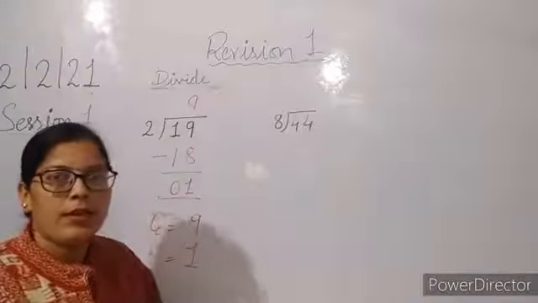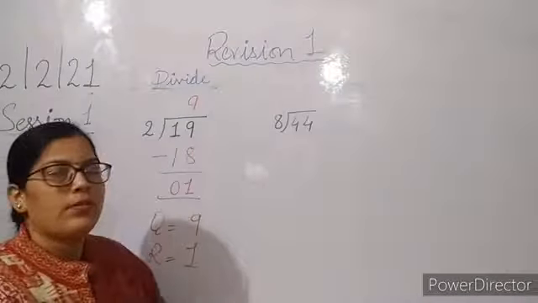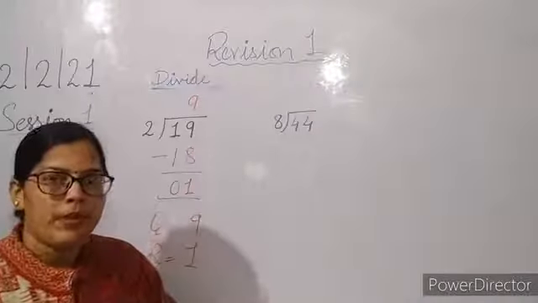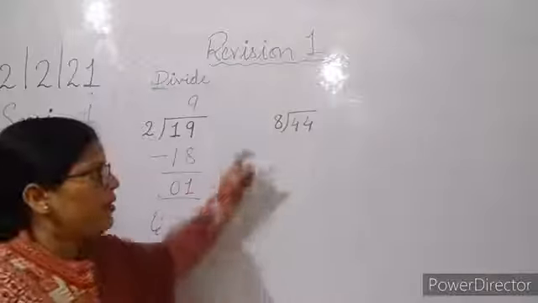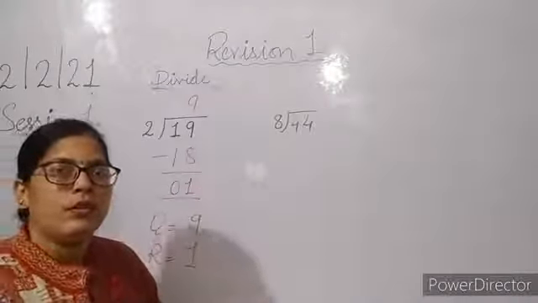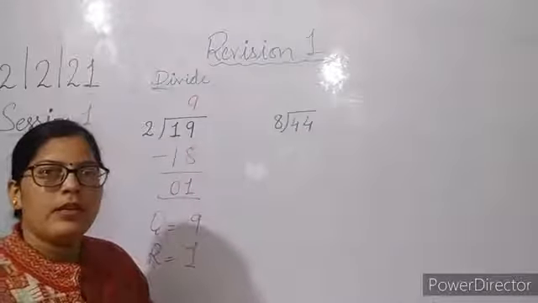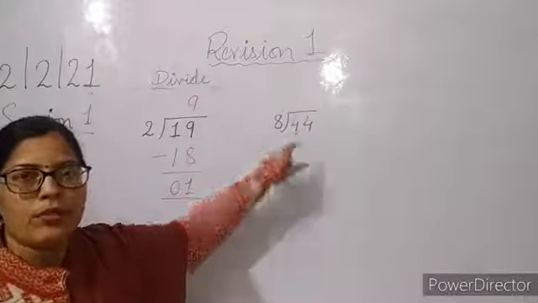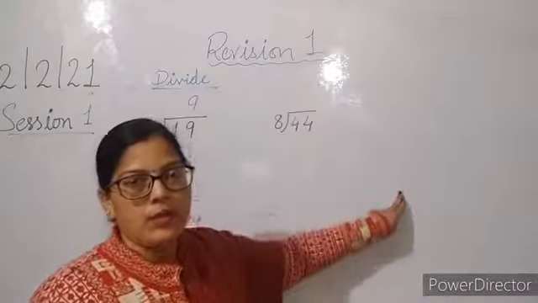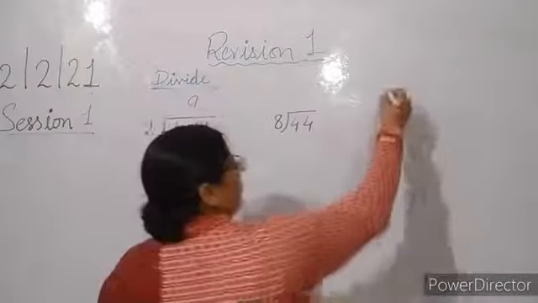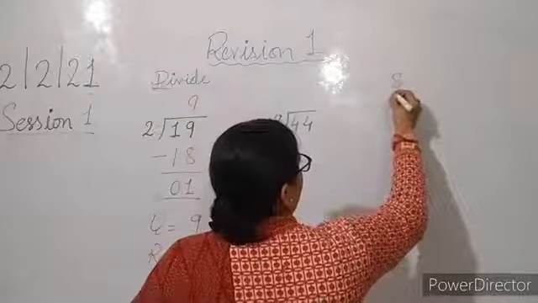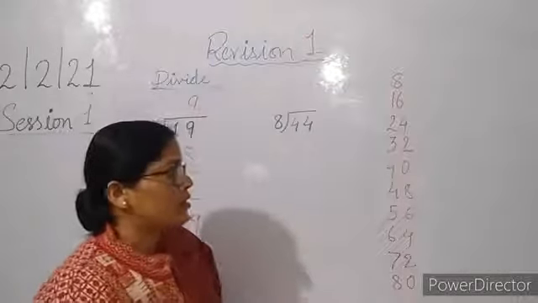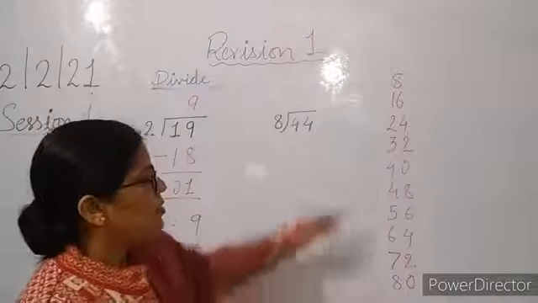Next is 44 divided by 8. Again recall the table of 8 and find out whether you get 44 in the table of 8 or not. And if you are not getting this number, you have to recall the table till you reach the numbers nearest to 44. Here I am writing the answers of the table of 8. So here I have written the answers of this table of 8. Now just see here.